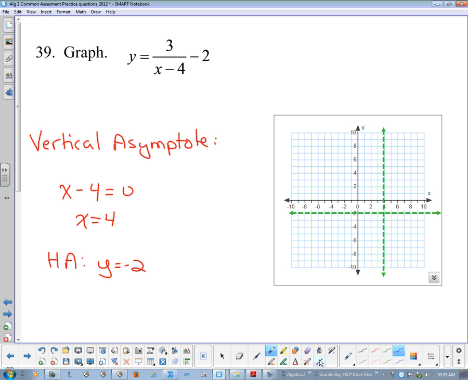Your goal now is to start substituting in. Pick one point to the right of the vertical asymptote, pick one point to the left. I'm going to pick 5. y is equal to 3 all over 5 minus 4, minus 2. y is equal to, this is just 3 minus 2, 1. So I've got a point. It's going to be (5, 1) that I'm going to plot.